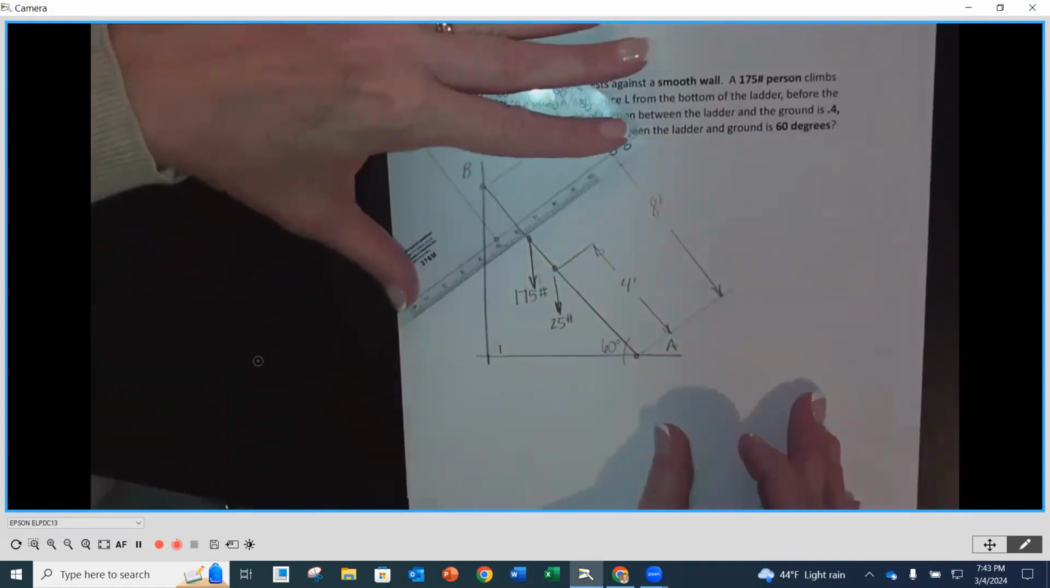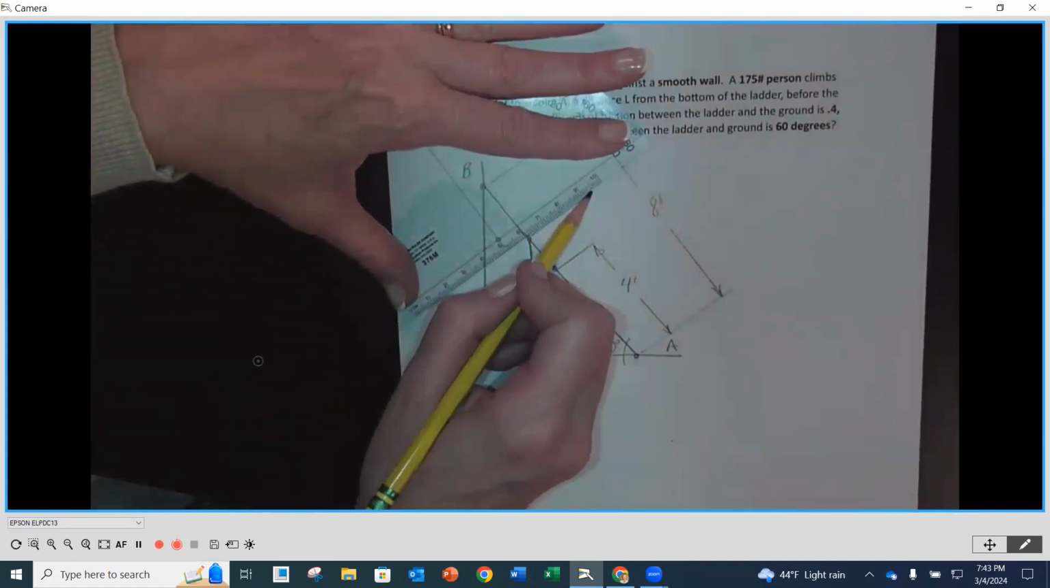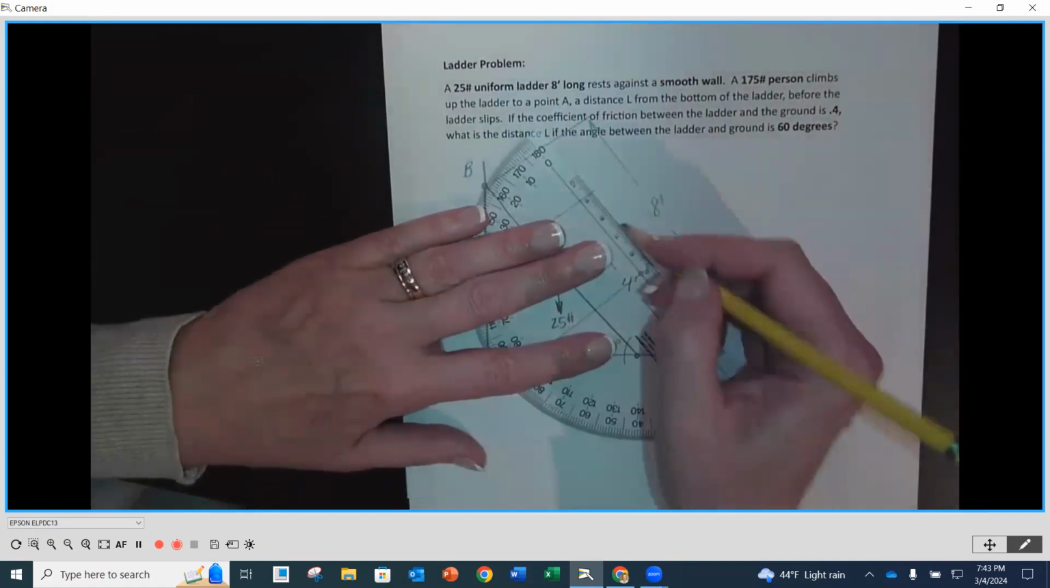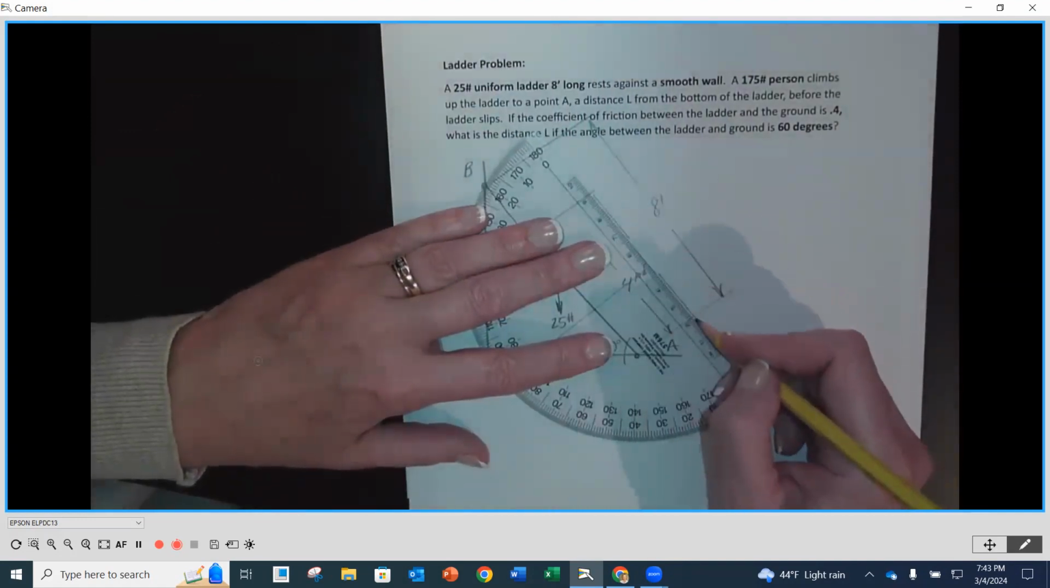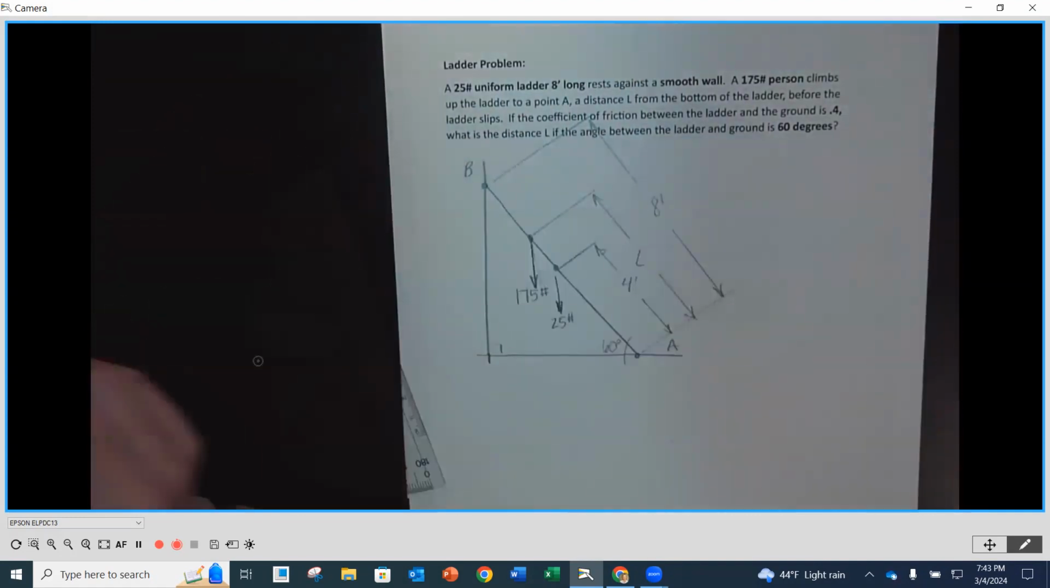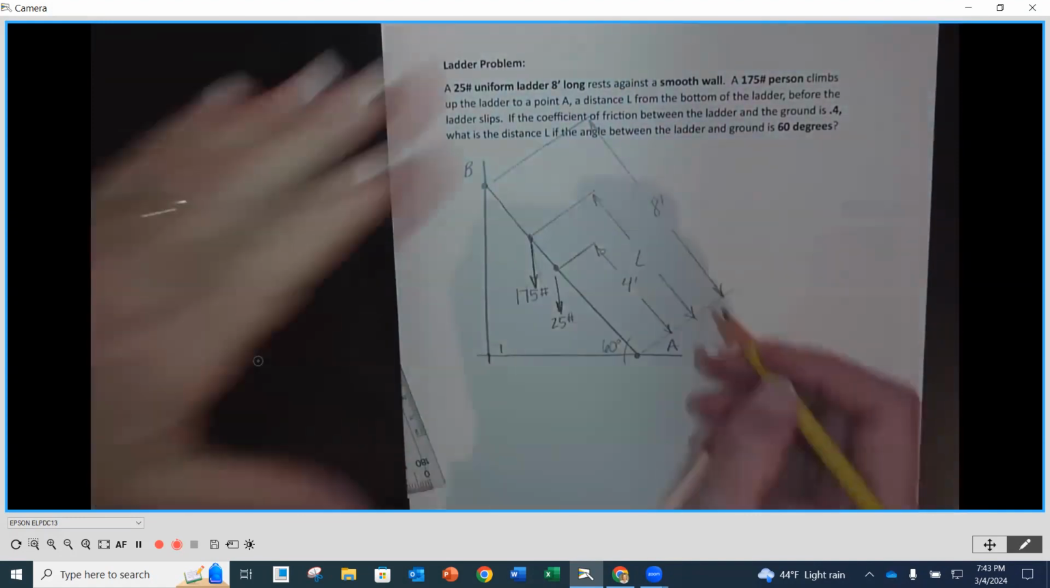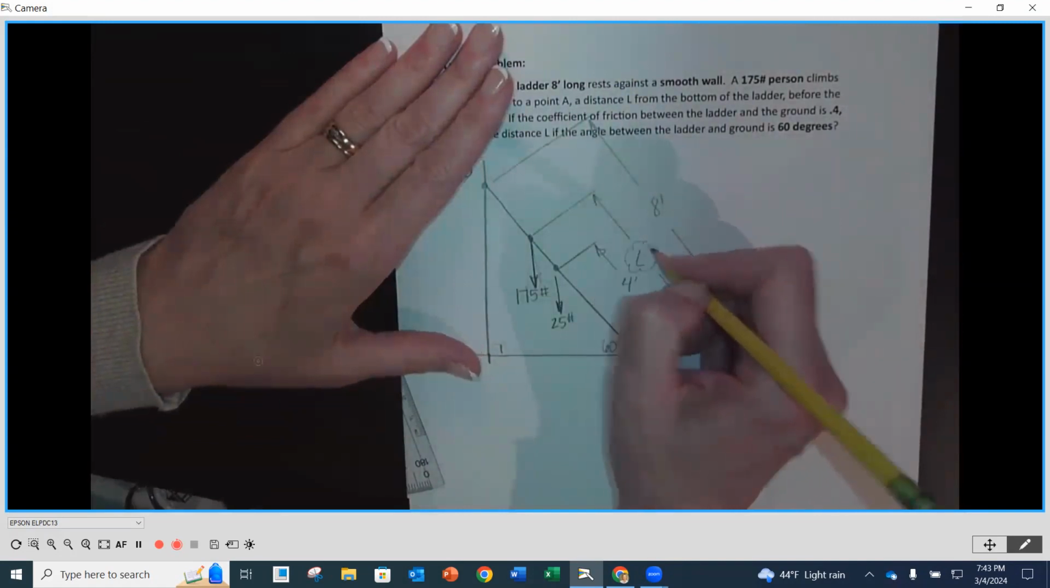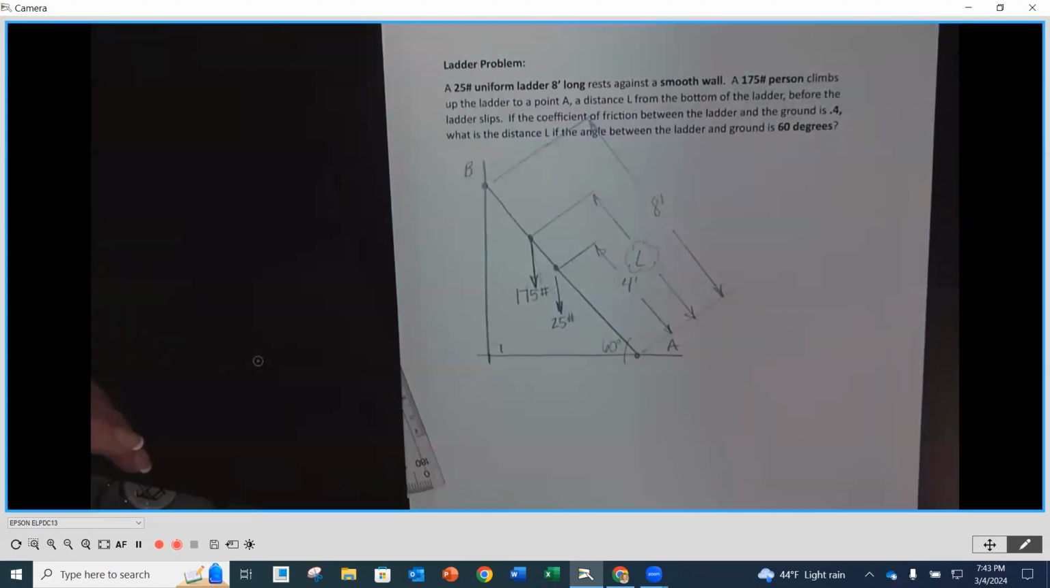And then the distance L that they're referring to, that's how far that person can go up the ladder. So we want to calculate that distance. Okay, distance L is what we're looking for in this problem. This is what we're trying to find. Okay. Now, those are the applied loads.